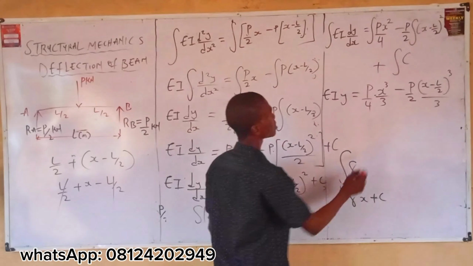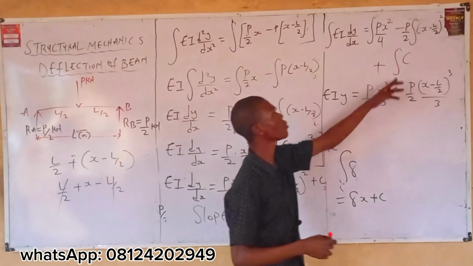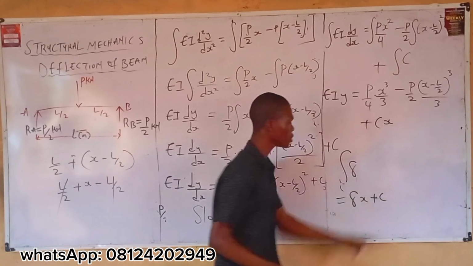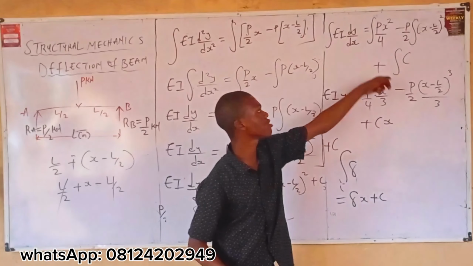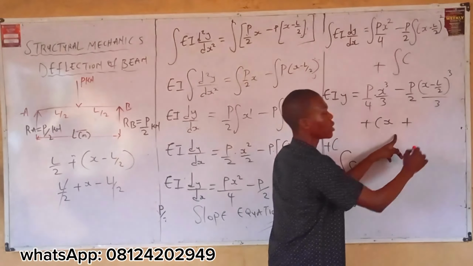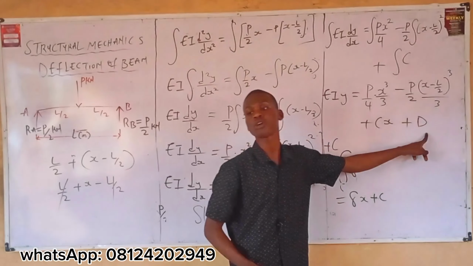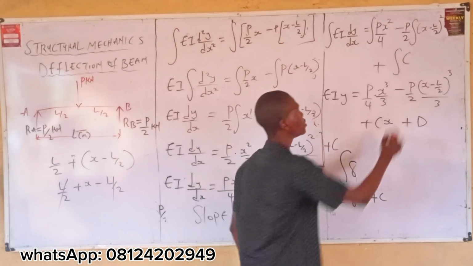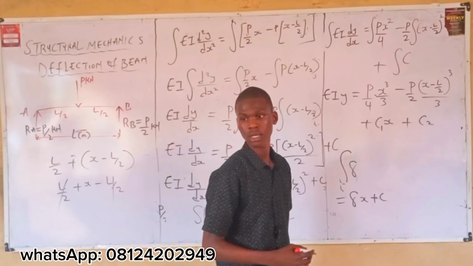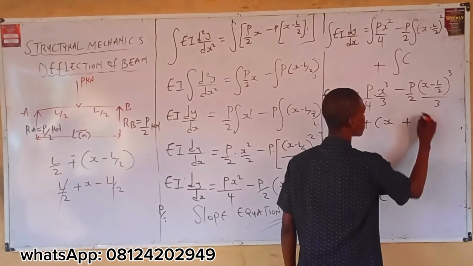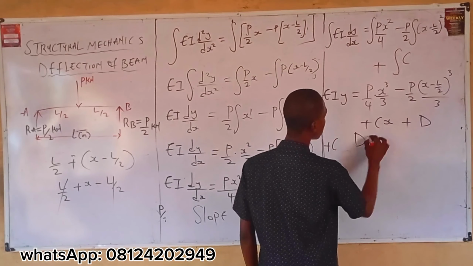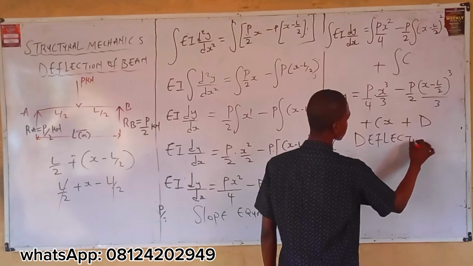Let's call this constant C. The next one will be D. From here, let's integrate this. That will be plus Cx. I'm using this idea here. So integrating C, I have plus Cx. Plus what again? Plus D, meaning the new constant. In some cases, you might use C1 here and C2 there. Both of them are constants, but let's use C and D. Any questions so far? So this becomes your deflection equation.